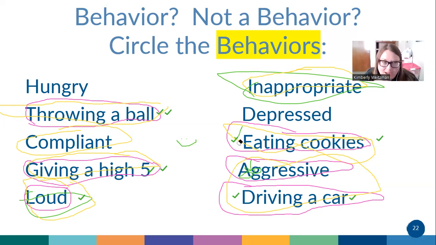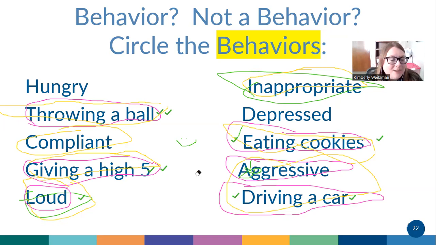So what are actually behaviors up on the screen: throwing a ball, giving a high five, eating cookies, driving a car are the actual behaviors. The other ones kind of describe either how somebody did a behavior or is a more internal state. Anyone have any questions or want to elaborate maybe on why you chose something to be a behavior? Does that make sense?